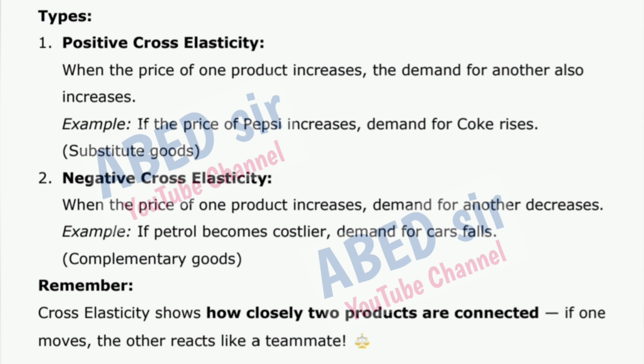Substitute goods. 2. Negative cross elasticity. When the price of one product increases, demand for another decreases. Example, if petrol becomes costlier, demand for cars falls. Complementary goods. Remember, cross elasticity shows how closely two products are connected. If one moves, the other reacts like a teammate.